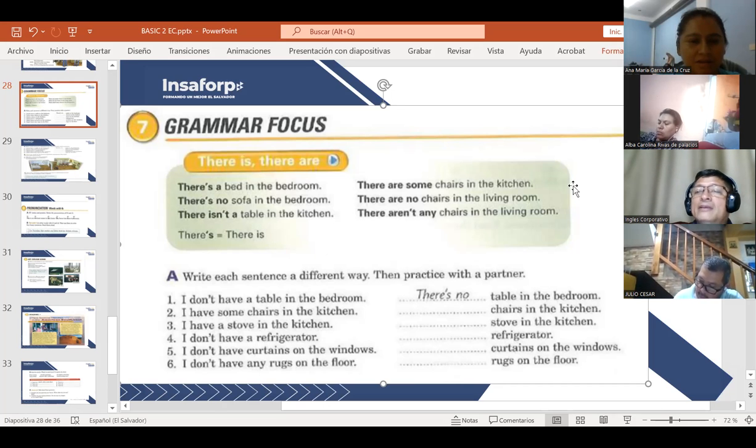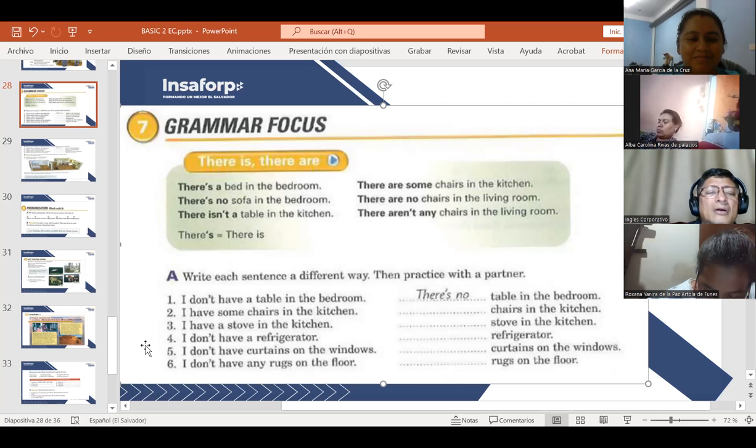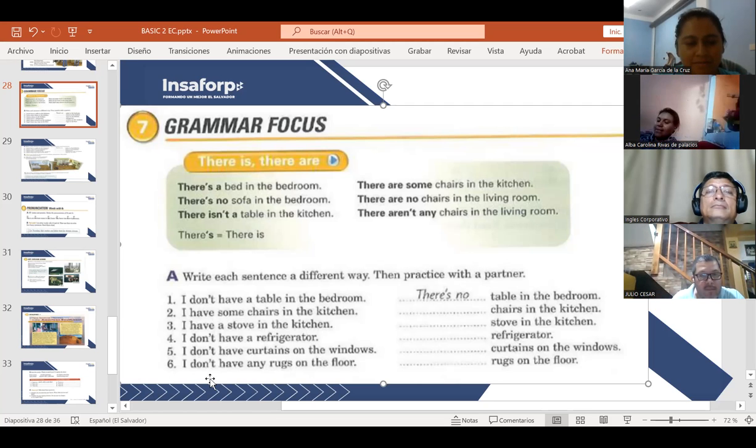Ok, good. Let me see, Ana María, number five. There aren't curtains on the windows. Very good. There aren't curtains on the window. En la número cinco también podría ser there aren't any curtains on the windows. Yes. Muy bien. En six, Alba Carolina. There are no rugs on the floor. Very good.